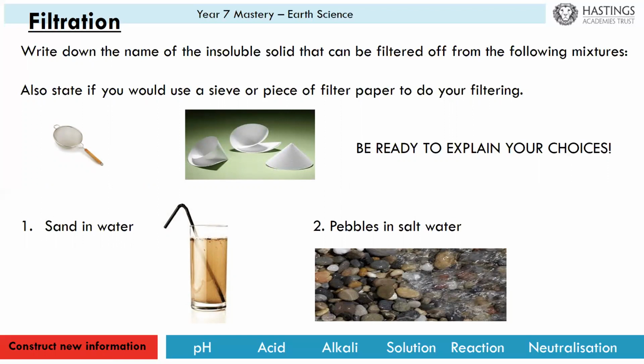Okay, perfect. You should have had enough time now to have at least written down an answer and an explanation. Starting with the first one, sand in water, I would use filter paper. The reason being is that the sand is quite fine, it's quite small. So if I was to use a sieve, it's quite likely that a lot of that sand will get through the sieve. By using filter paper, only the water will be able to go through, and all the sand would stay in the filter paper.